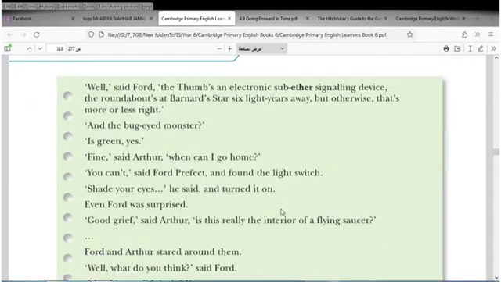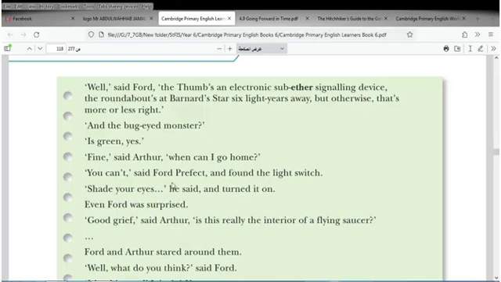"Well," said Ford, "the thumb's an electronic sub-ether signaling device. The roundabout's at Barnard's Star, 6 light years away, but otherwise that's more or less right." "And the bug-eyed monster?" "He's green, yes." "Fine," said Arthur. "When can I go home?" "You can't," said Ford Prefect, and found the light switch.